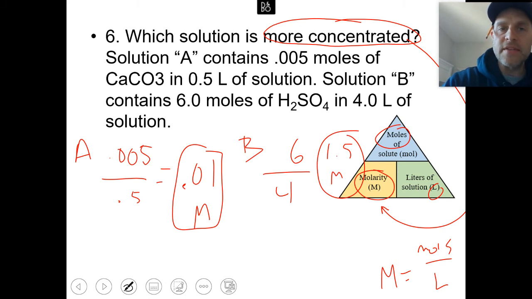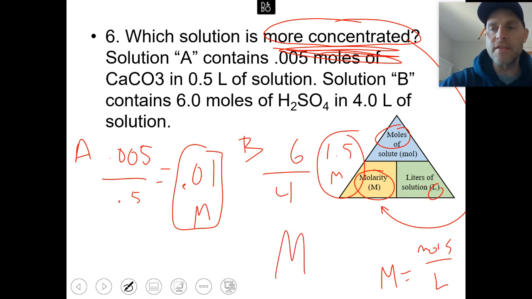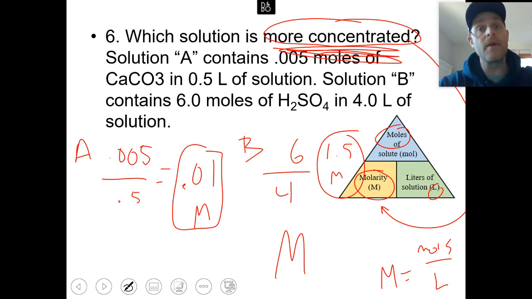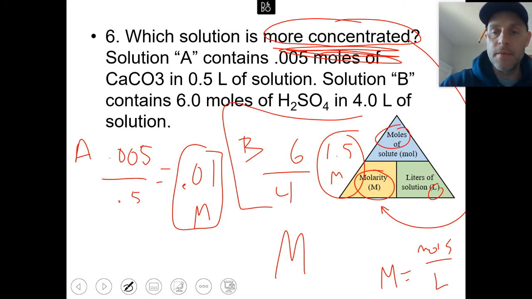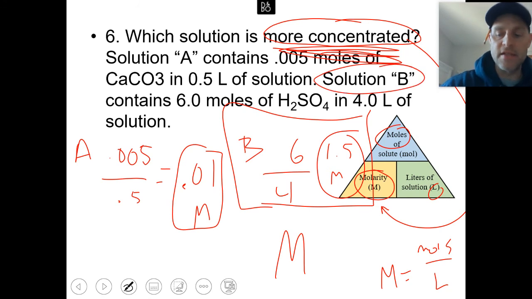Okay, so now it says, which solution is more concentrated? So remember, molarity is a measure of concentration. The bigger the number, the more concentrated. The lower the number, the less concentrated. So which is a bigger number? That's going to be solution B. Okay, solution B is the answer for 6.